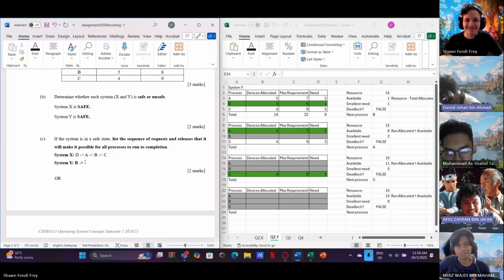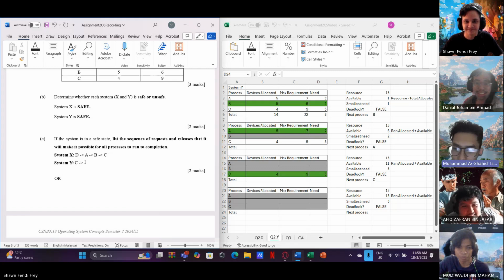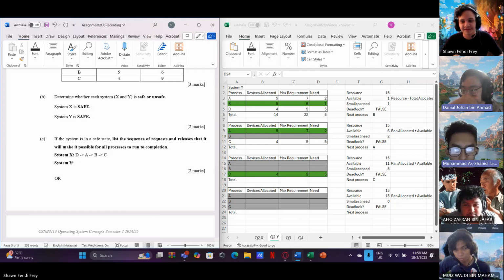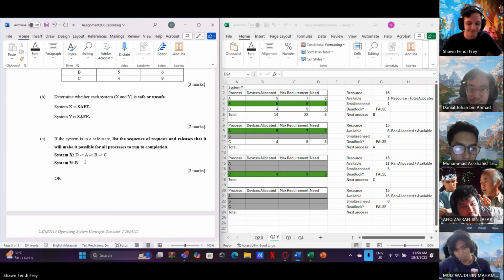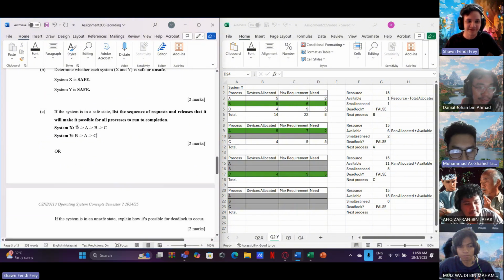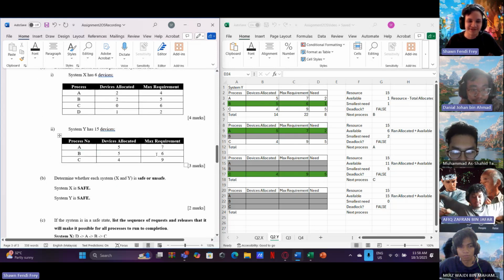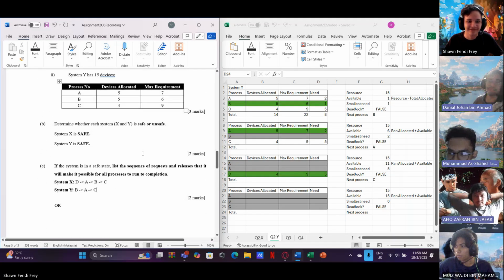BAC. So BAC. Since system Y is also safe, we could possibly say that the sequence for system Y will be BAC. Okay, any objections? That's it for question 2.